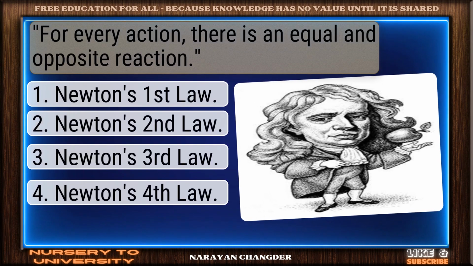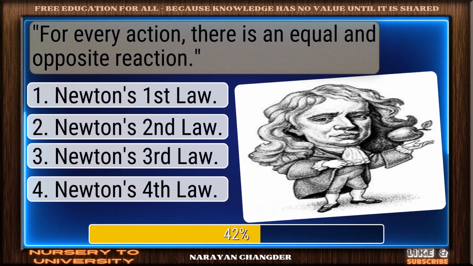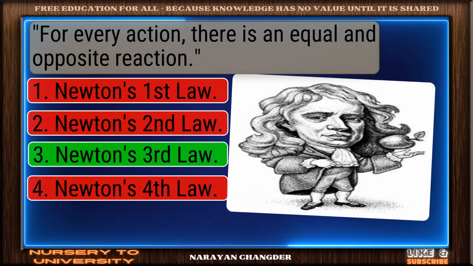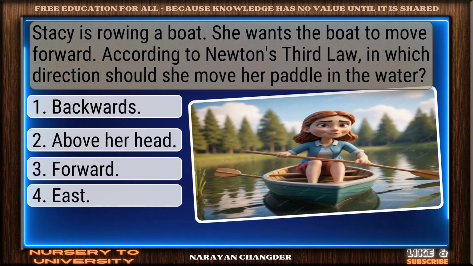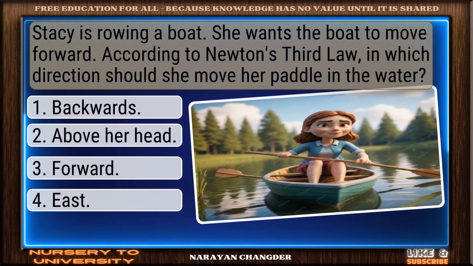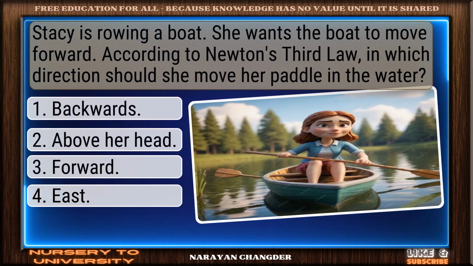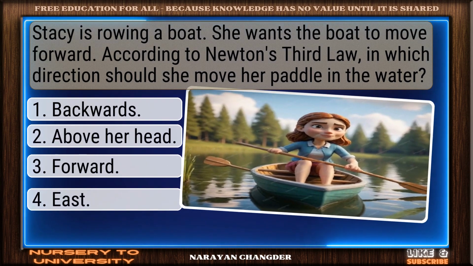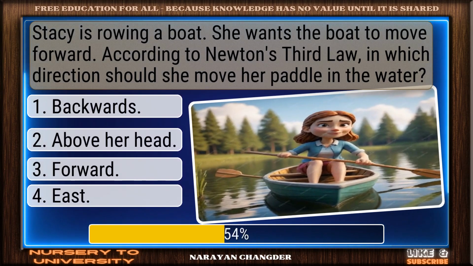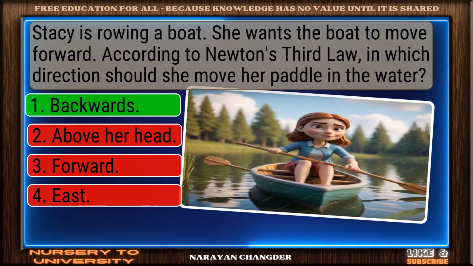Question number 43. For every action, there is an equal and opposite reaction. Correct. Newton's third law is the right answer. Question number 44. Stacy is rowing a boat. She wants the boat to move forward. According to Newton's third law, in which direction should she move her paddle in the water? On track. Backwards is the correct answer.